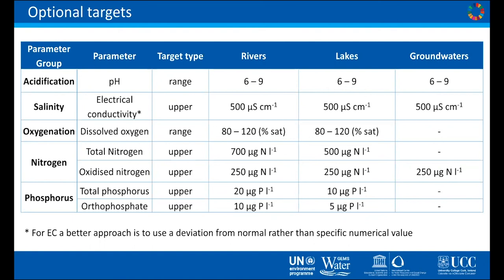These are optional values that a country could use if they do not have national standards and don't have enough data to calculate their own standards. Target values are typically country or even site specific, as natural conditions influence the natural water quality. This is especially true for electrical conductivity, where a better approach is to use a deviation from normal rather than a specific numerical value.